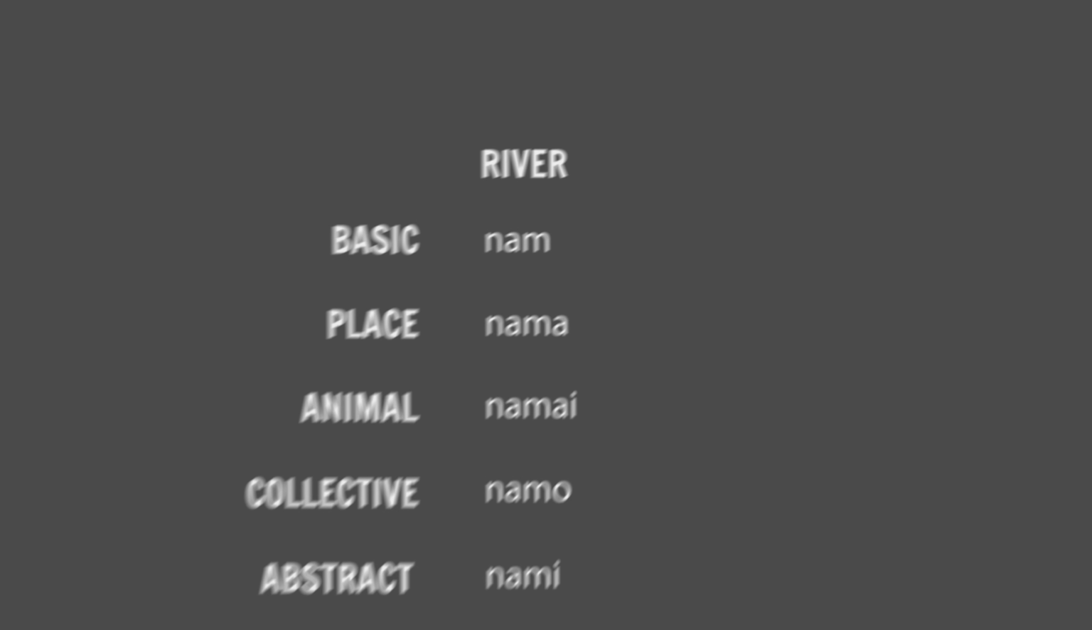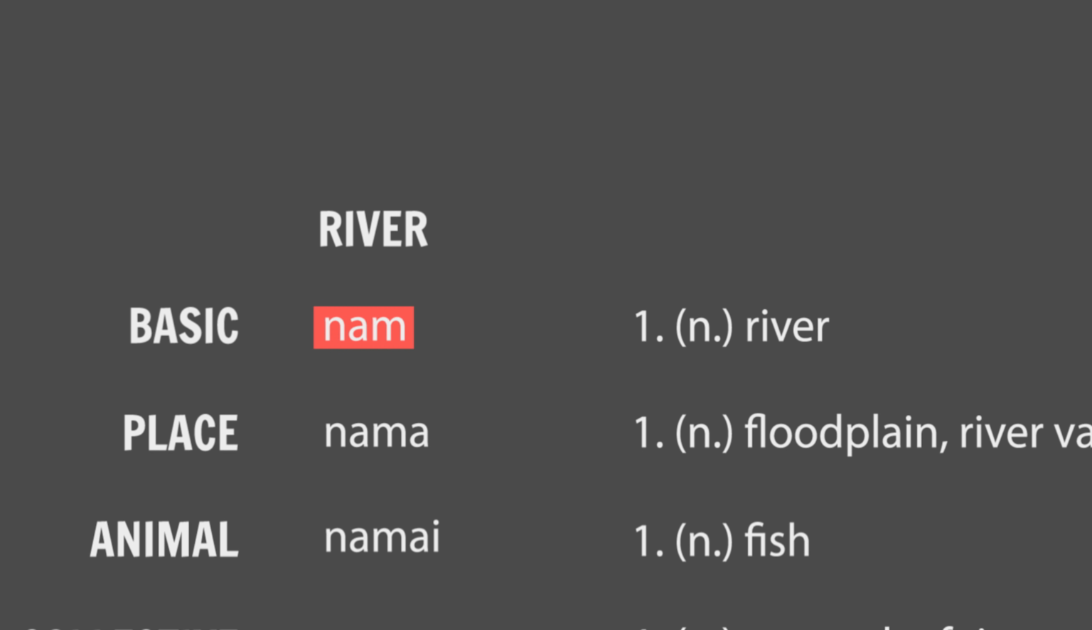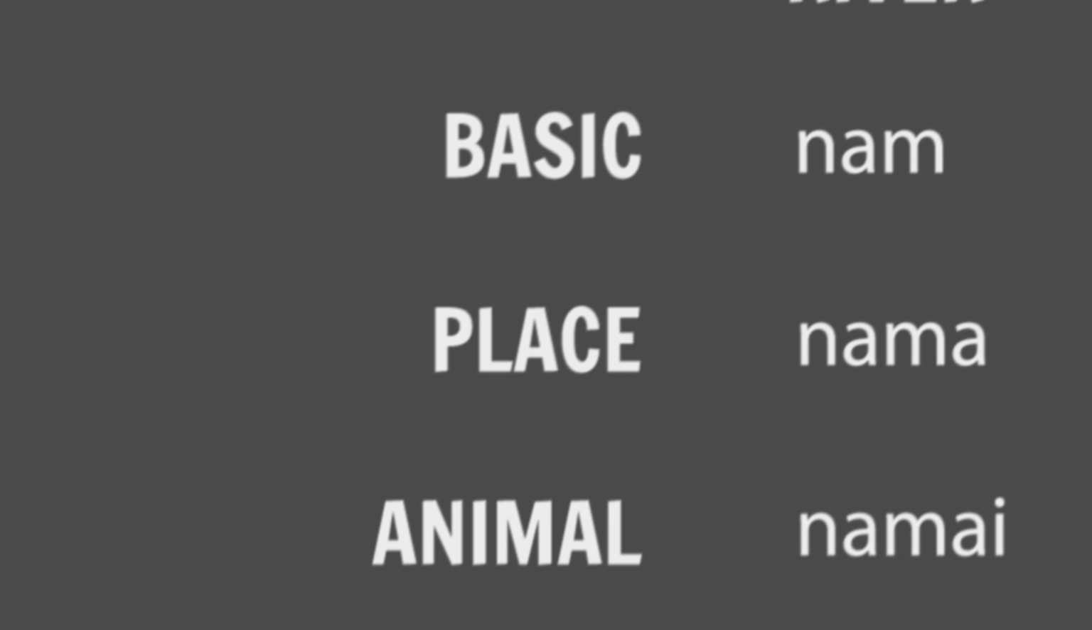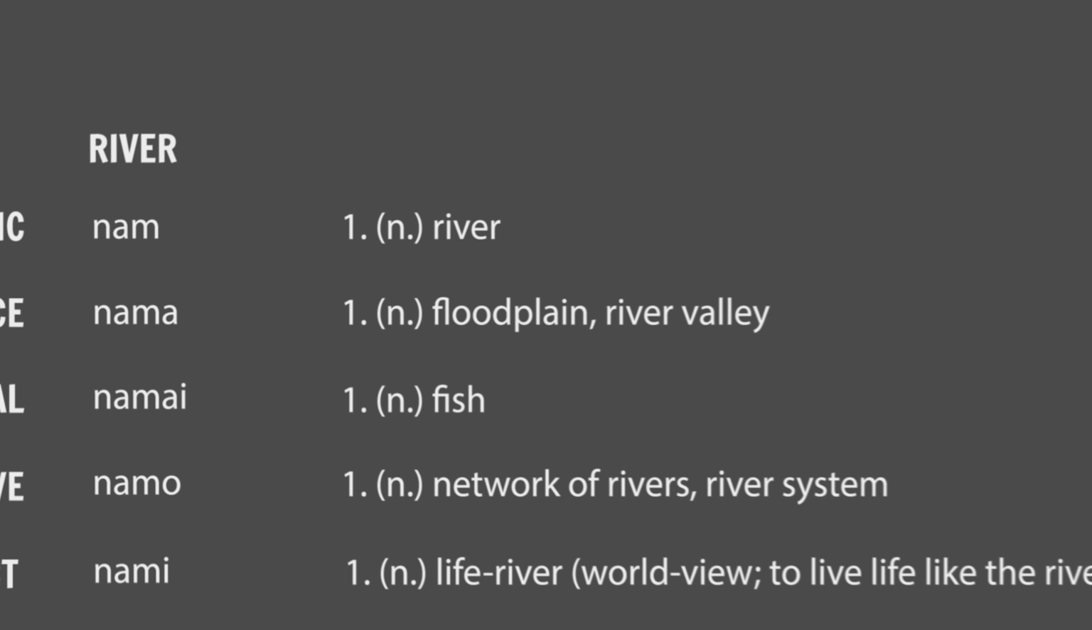Next, I need to assign some nouns based on the root plus the various derivation combos in our list. So nam is simply my root concept, river. A large natural stream of water flowing in a channel to the sea, a lake, or another river. A place where you'd find rivers would be a river valley, floodplain. Notice how I'm doubling up the meanings in a non-English way. A river animal could be a fish.